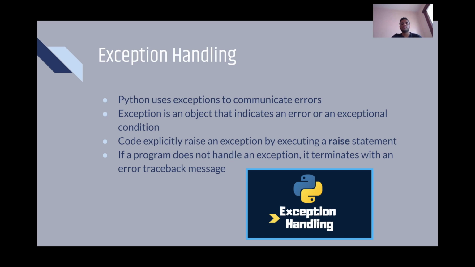And code, especially, explicitly raises an exception by executing a raise statement. So that's why we typically use exceptions. And if a program does not handle an exception, it terminates with an error traceback message. So if it cannot handle an exception, it'll just terminate with an error traceback message saying it couldn't handle the exception, which is completely fine if there was something wrong with your code.